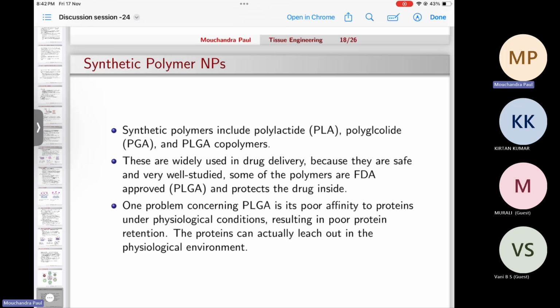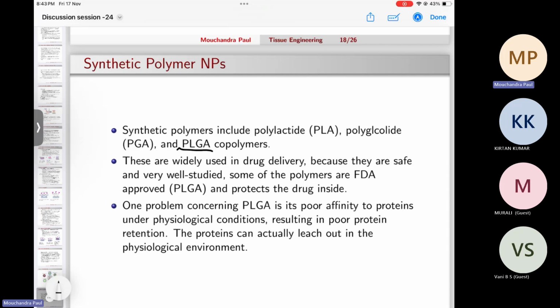You know the classes of polymers that we have discussed previously. These polymers have been widely used to make nanoparticles for drug delivery applications. They are considered safe through extensive research, and the polymer PLGA is also FDA approved. So you can use this polymer, show its application in vivo as well, and go for clinical trials. And it protects the drugs inside, obviously, because it is protecting the growth factor from degradation in the physiological environment, which can happen.